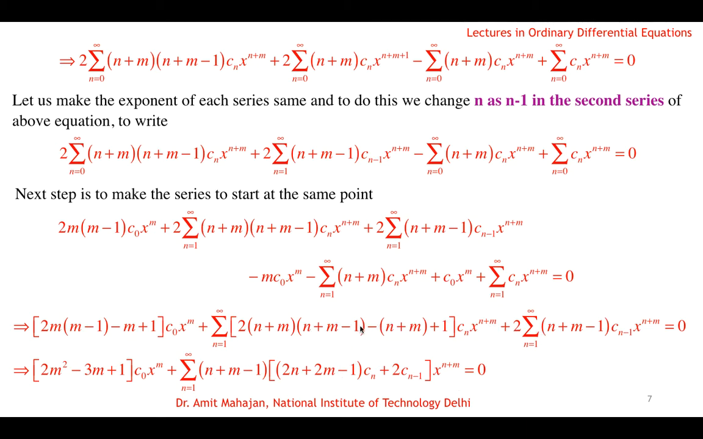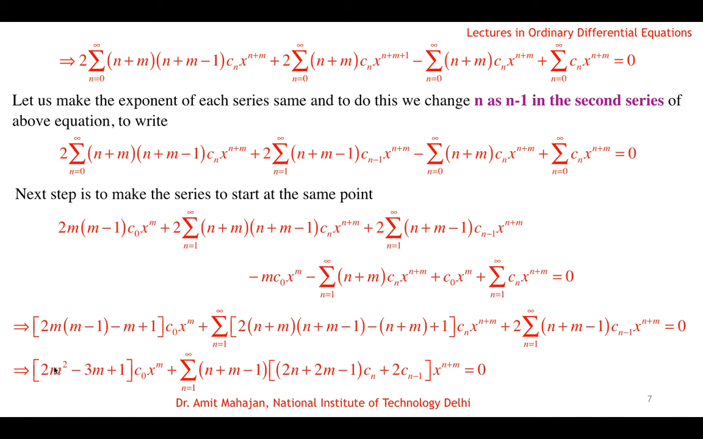So n plus m minus 1 is common from here and also from here, so that went outside. And 2n plus 2m minus 1 cn plus 2 times cn minus 1, this, okay. So once you reach here, then the lowest power of x is x power m, because when n is 1 it will be x power m plus 1, n is 2 x power m plus 2, and so on. So this is the lowest power of x, which is x power m.